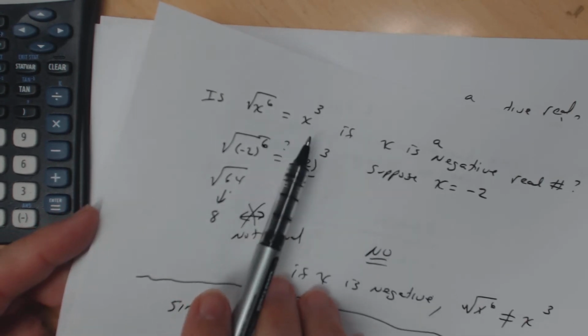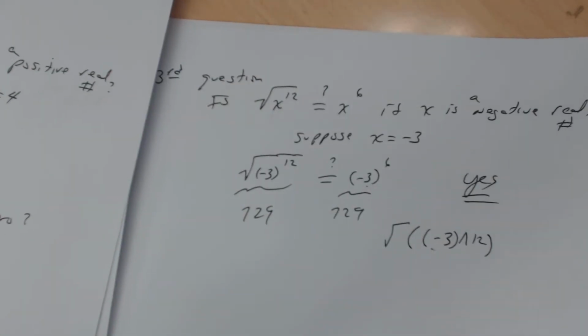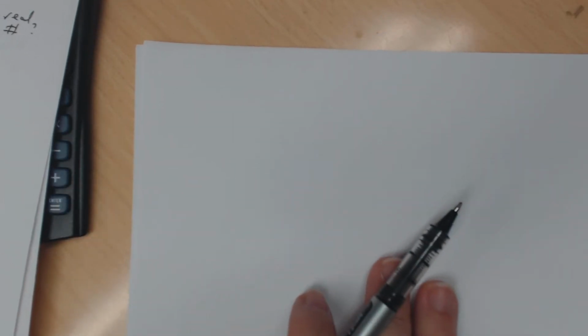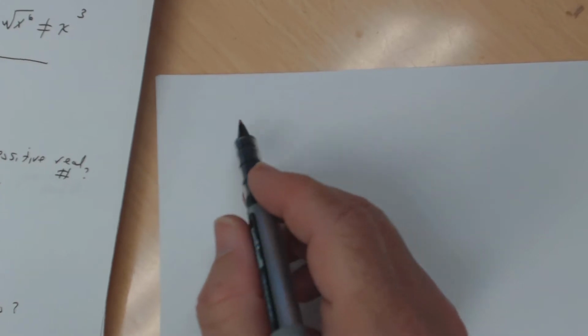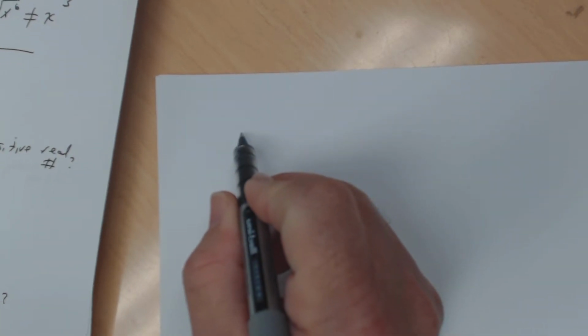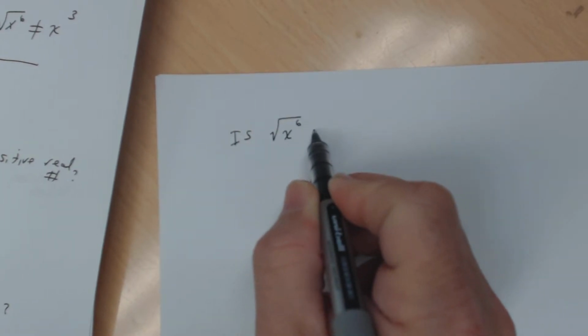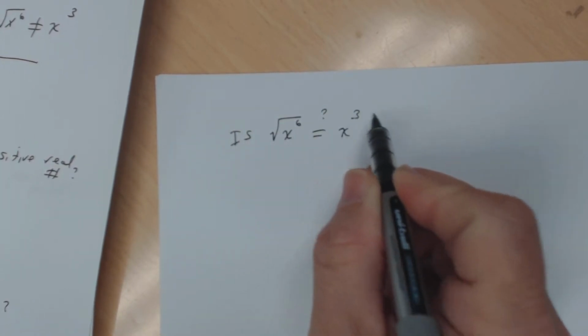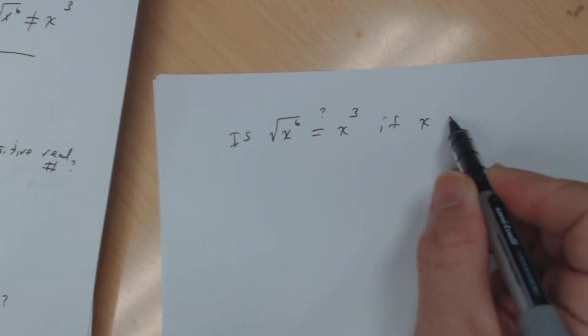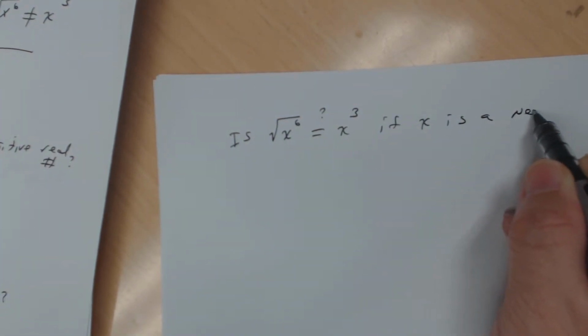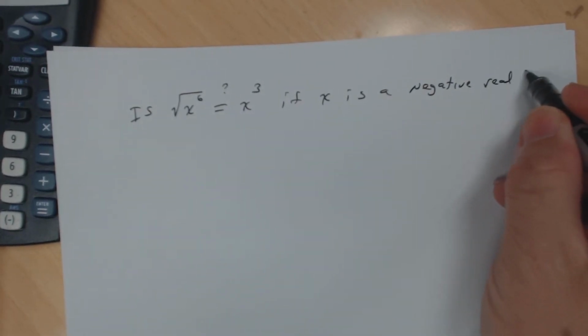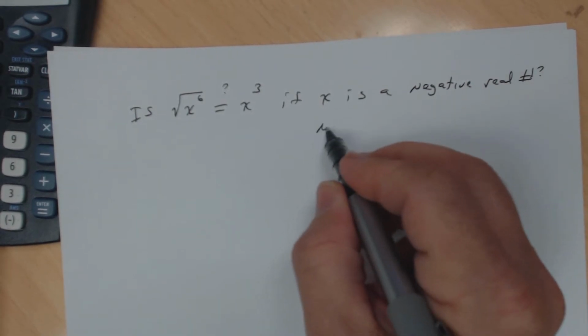Okay, so let's go back to this one right here. All right, listen again to what I'm about to say. You may need to go back and rewind this and review it again. So the question is this: is the square root of x to the 6 going to equal x cubed if x is a negative real number? And remember, our answer was no.